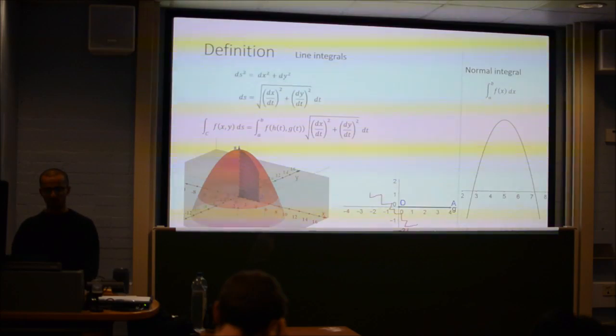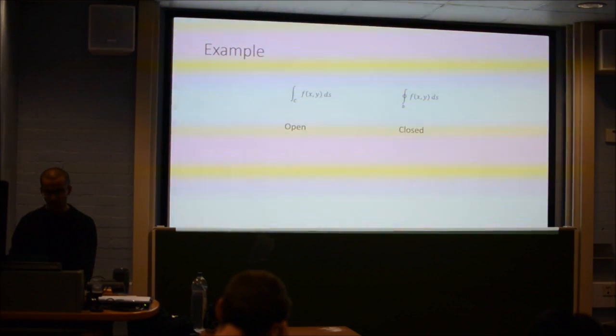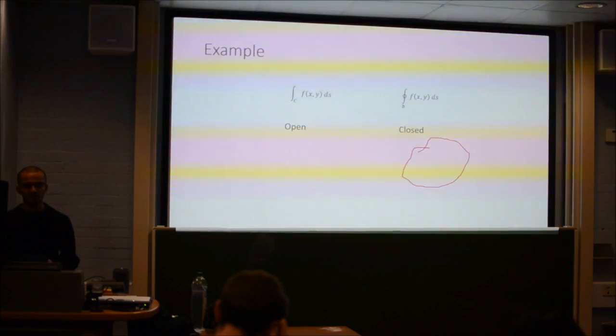It could be some weird squiggly line. I just chose a straight line because it's simple. And the other example is a closed line integral. They tend to be written with the funny notation, with that little circle over there. A closed line integral is an example of a closed integral. A line integral would be a circle.